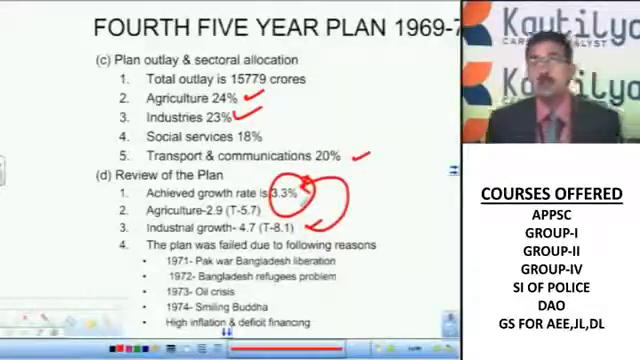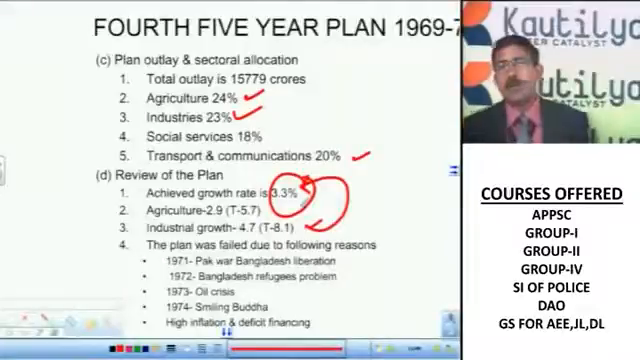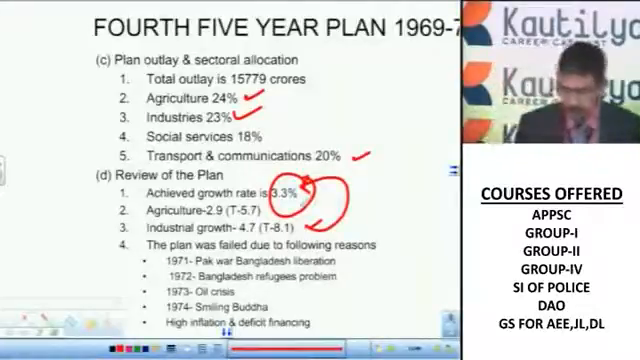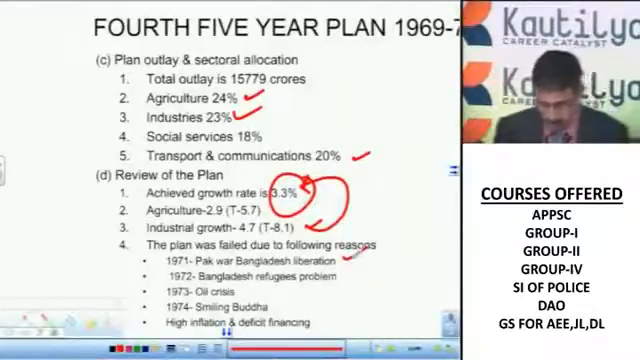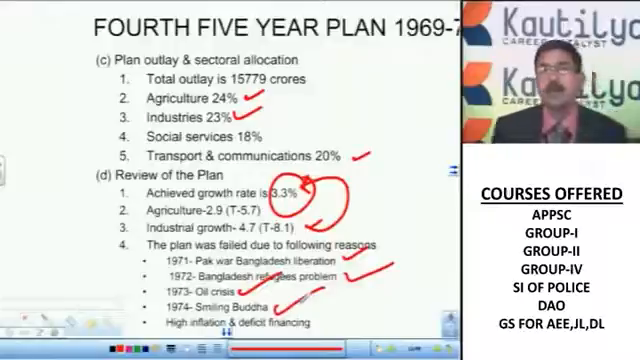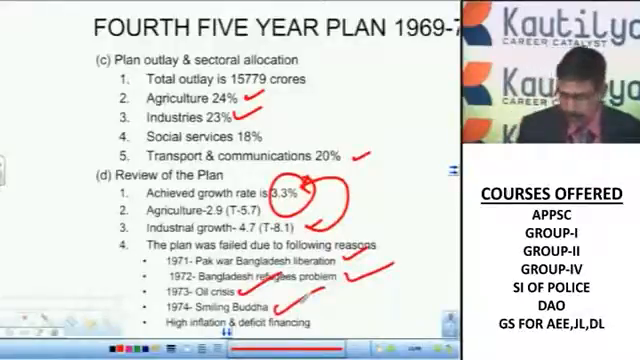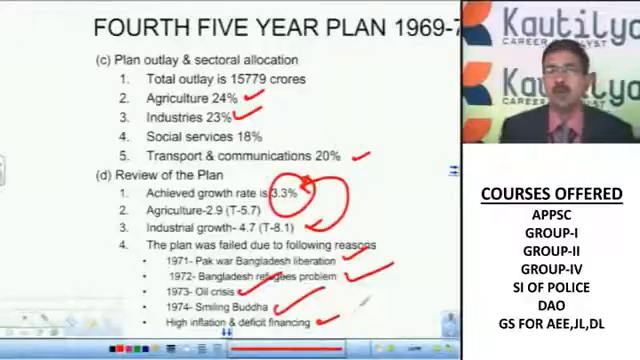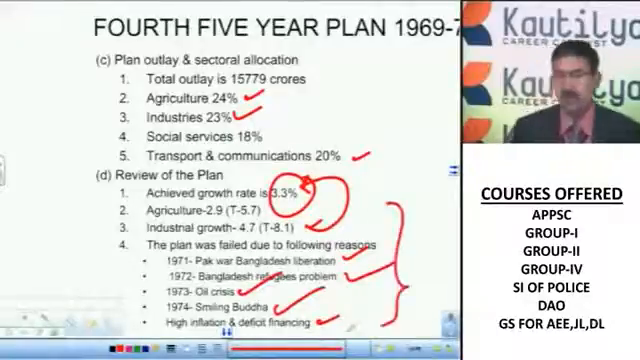As you know, the plan failed due to a number of reasons, namely the Indo-Pak war for Bangladesh liberation, the Bangladesh refugee problem, the international oil crisis, Pokhran 1, that is the Smiling Buddha operation, added to this high inflation and deficit financing. Adding all these reasons, the fourth plan ended in failure.